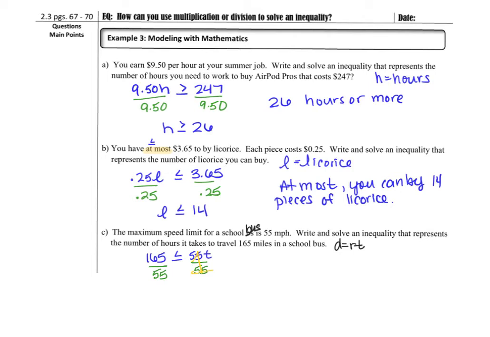So that's going to have your 55s on the right-hand side divide out to equal a 1. And then 165 divided by 55 is 3, is less than or equal to t. So if you write your answer in standard form, it's t is greater than or equal to 3. That means if you're in a school bus traveling at 55 miles per hour and your distance is 165 miles, that it's going to take you 3 hours or more.